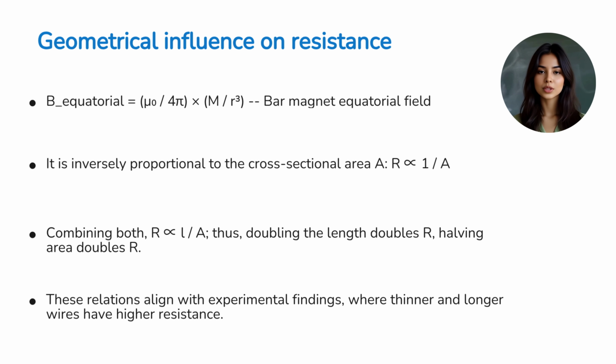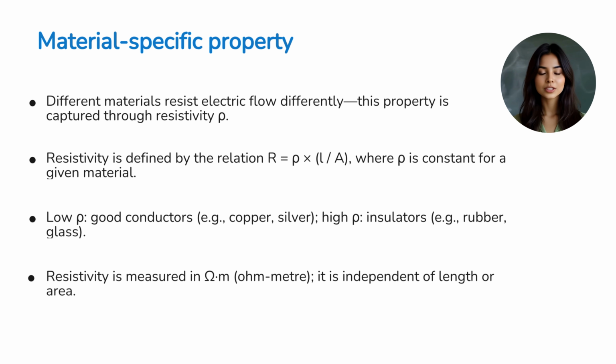When we combine both ideas, we get R is proportional to L divided by A. This means doubling the length doubles resistance, but halving the area doubles it too. And guess what? Experiments agree. That's why long, thin wires have higher resistance, while short, thick ones are better conductors. So next time your charger warms up, remember, it's not just working hard, it's also showing off a physics law in action.